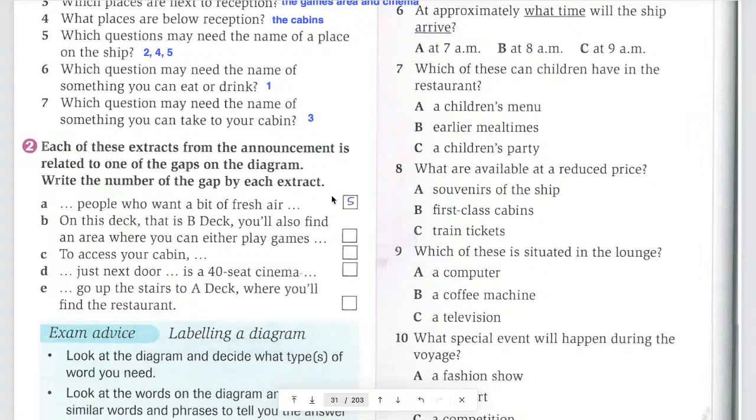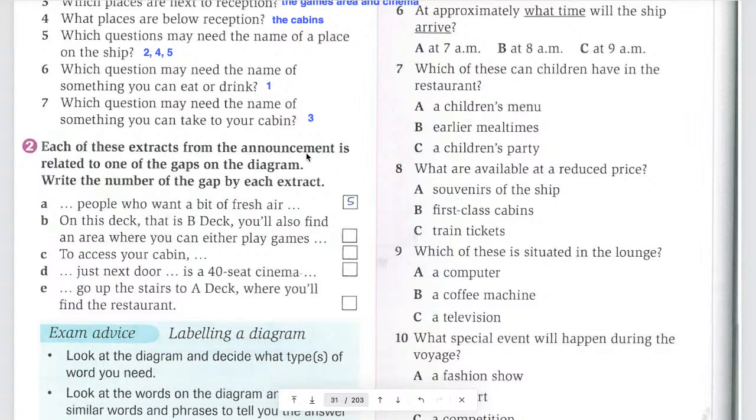An extract is something that you take, a part that is a part of something bigger. For example, here they say each of these extracts from the announcement. So now you will listen to the announcement, and that should be a very long announcement. And if you take some sentences from that announcement out, we call them extracts. Do you understand? For example, here you have one article. If I just take one sentence out, I call that an extract, like a part of that.